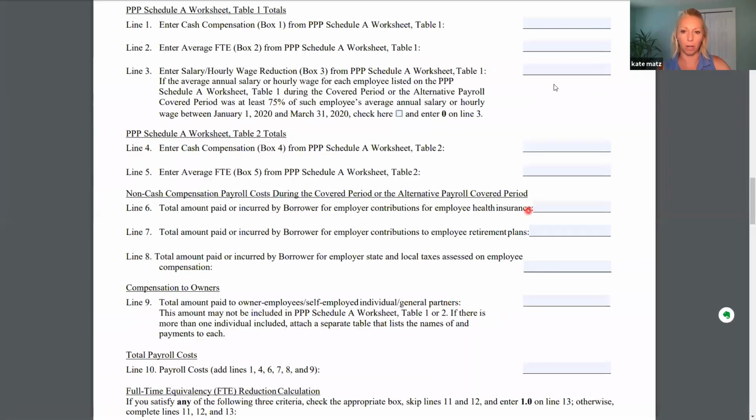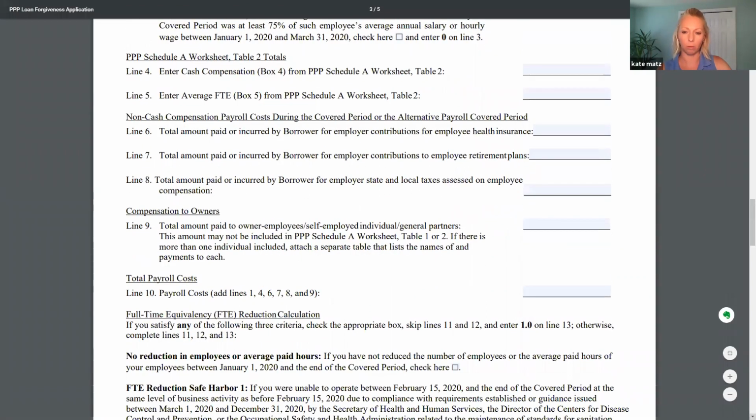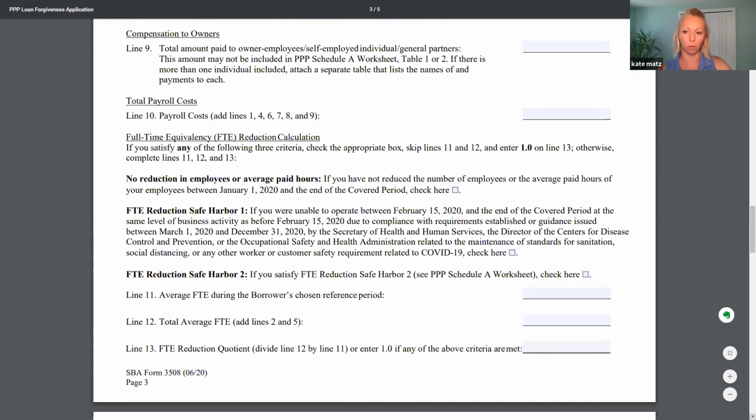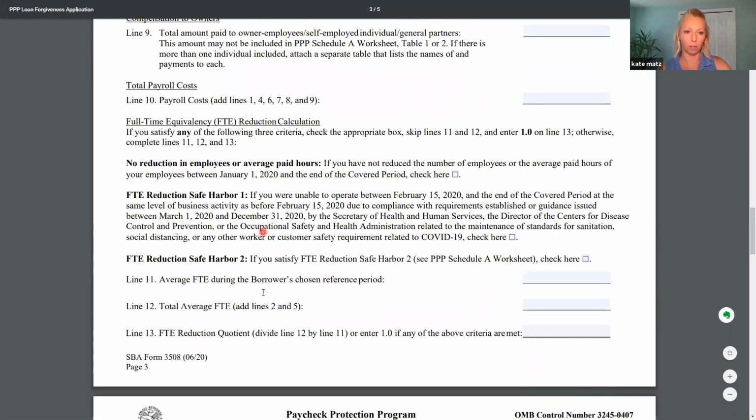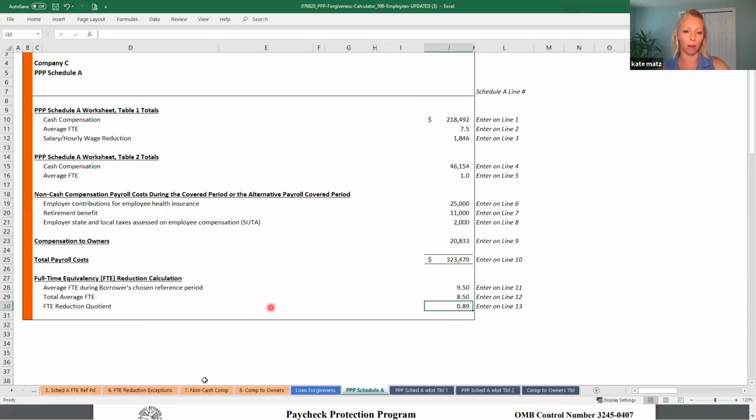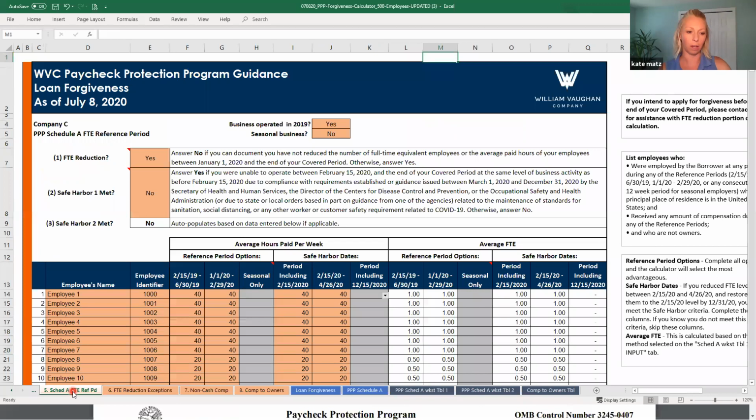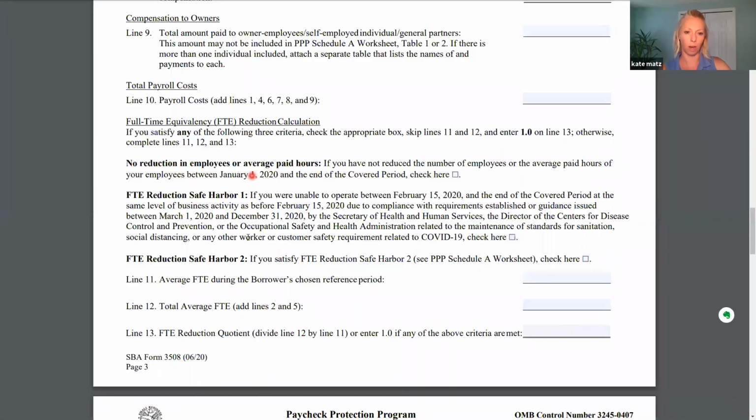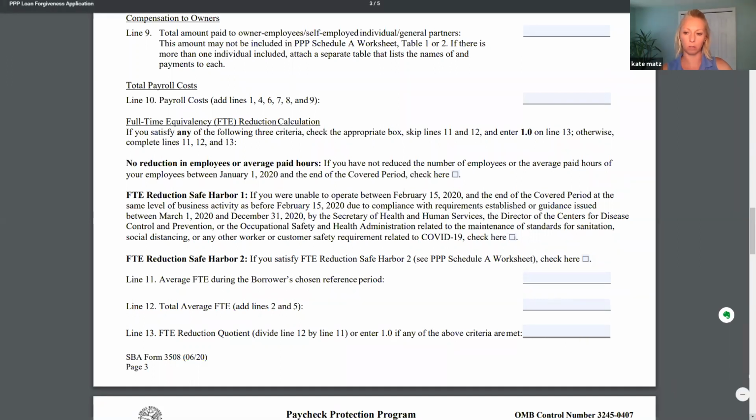All right, so back to our application. So we've gotten all of that filled out. And as we go down to the bottom of Schedule A, it's going to ask us some questions here on FTE changes and safe harbors. And these actually follow right along with those FTE questions back here on tab 5. If we had a reduction, if we met the first safe harbor, if we met the second safe harbor, those are those exact same questions to be able to use that information to fill those out.